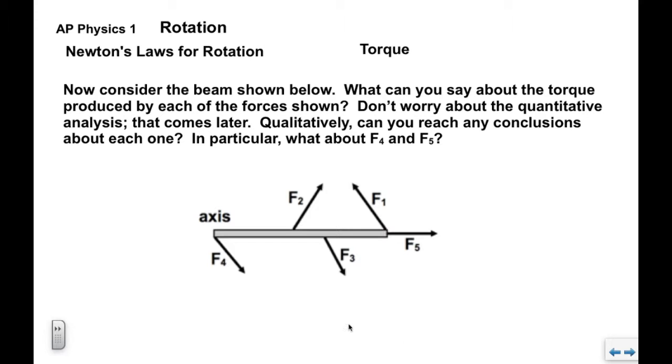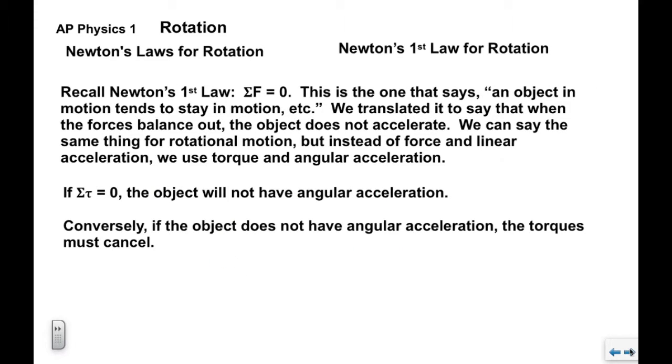Now, if we look at this beam here, it's got a bunch of forces on it. Without even worrying about the numbers or the quantitative calculation, we can see that F1 and F2 would produce counterclockwise torque. F3 would produce a clockwise, or negative, torque. And if you look at F4 and F5, F5 points directly away from the rotation axis. This would not make the object want to rotate at all. F4 originates on the axis, so this also would not make the object want to rotate at all.